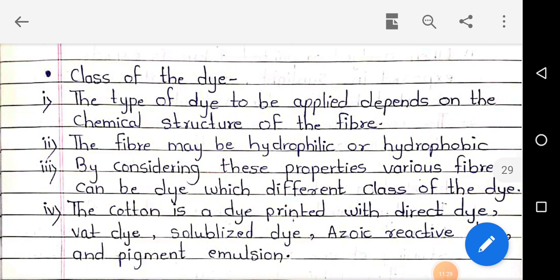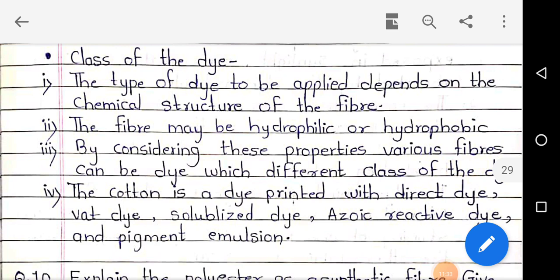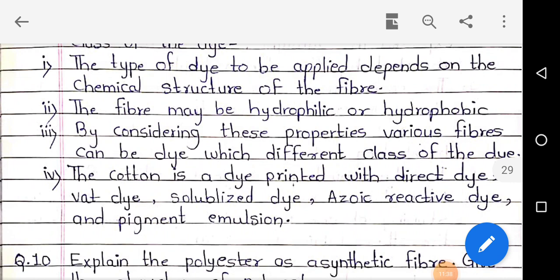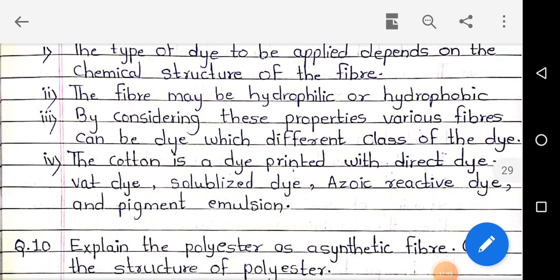The various types of dye to be applied depend on the chemical structure of the fibers, and the fiber may be hydrophilic or hydrophobic. By considering these properties, various fibers can be dyed. Which different classes of dye is cotton dyed and printed with? Direct dye, vat dye, solubilized dye, azoic dye, reactive dye, and pigment dye. This is the most important question.